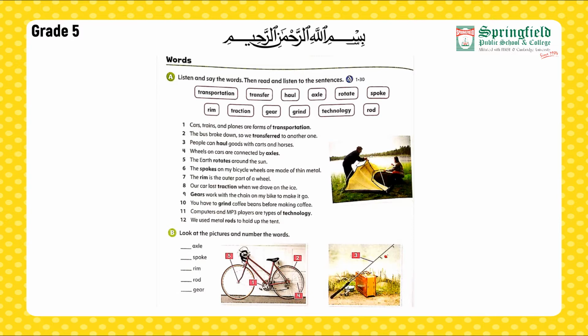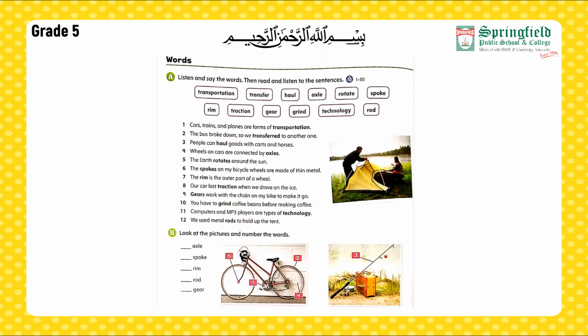Exercise B. Look at the pictures and number the words. There are two pictures. Have a look at them. Number and words are given. You have to write the numbers in front of the correct words. The words are axle, spoke, rim, rod, and gear. Number 1 in the diagram is gear.